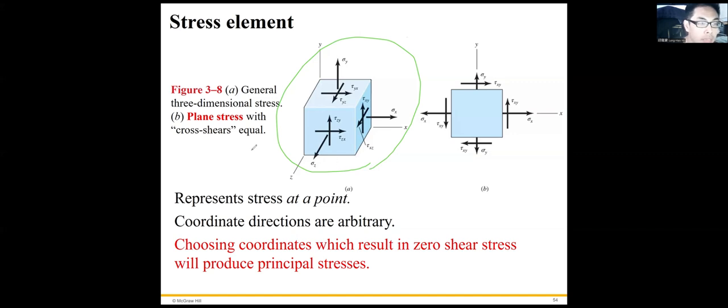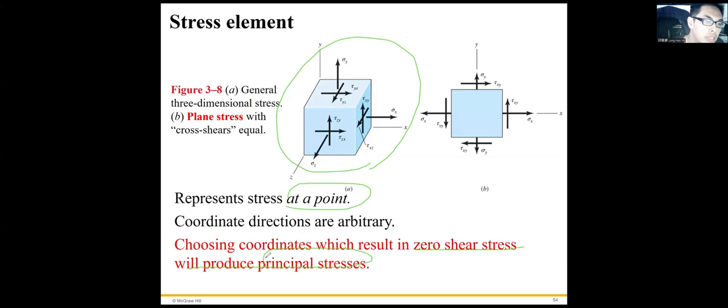right? Therefore, we can make this infinitesimal element a point. And the coordinates can be arbitrary, and we choose the coordinates which result in zero shear stress, which will produce the principal stress. Okay.